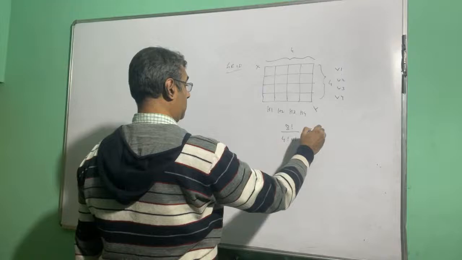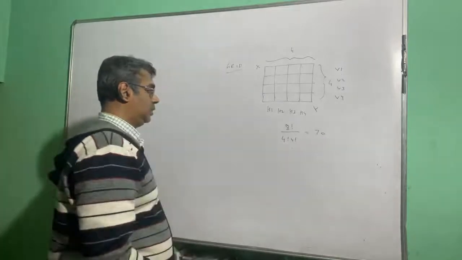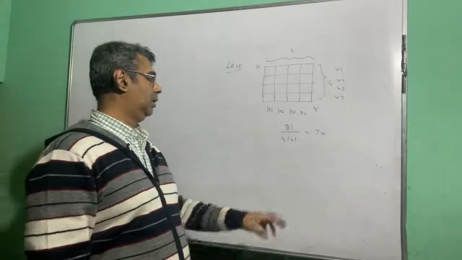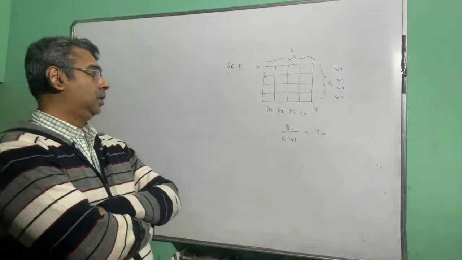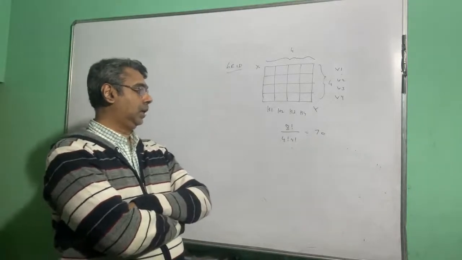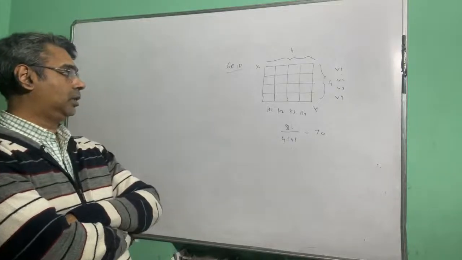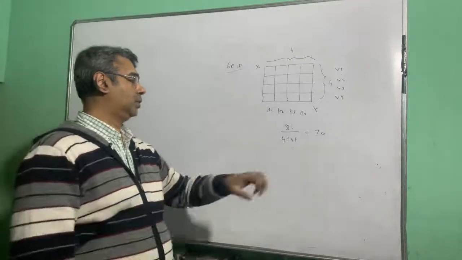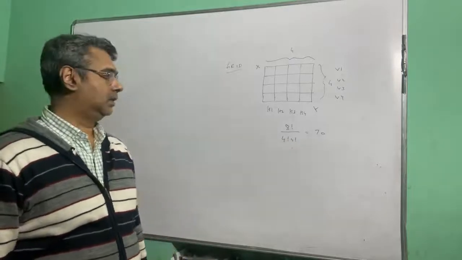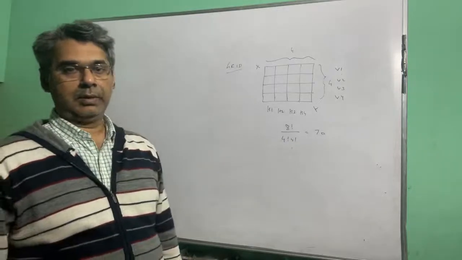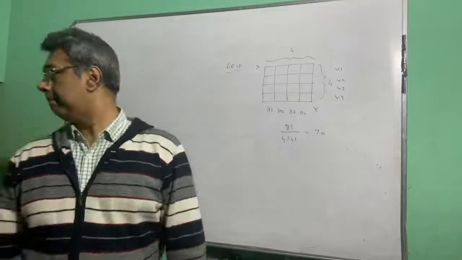So the calculation will be 8 factorial by 4 factorial into 4 factorial, which is 70. In total there are 8 steps, out of which 4 are horizontal and 4 are vertical. So 8 factorial by 4 factorial into 4 factorial is 70. So this is called the grid problem, right?